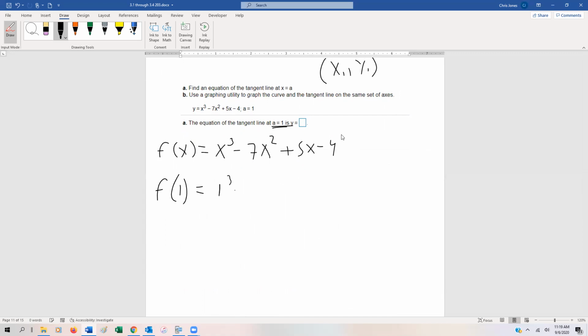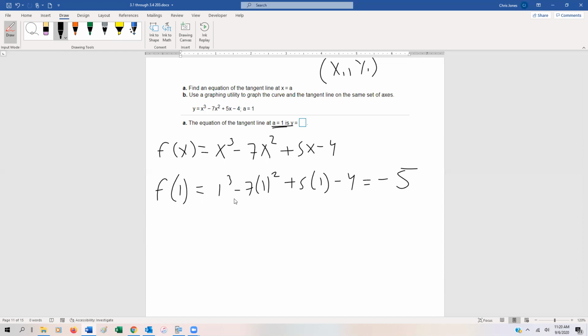So that's going to be 1 cubed minus 7 times 1 squared plus 5 times 1 minus 4. And if we compute that, that should be equal to negative 6. All right, because we're going to have 1 minus 7, which is negative 6, plus 5 is negative 1. So maybe it's negative 5. Let me check that one last time just to make sure. Negative 11 and 6. Yeah, that's negative 5. So good thing I checked that. Otherwise, we would have done the whole problem and it would have been wrong.